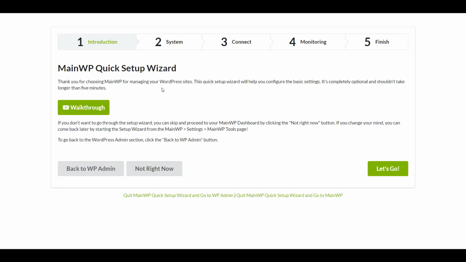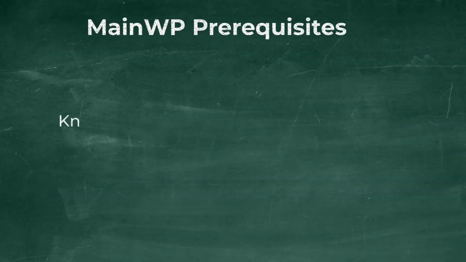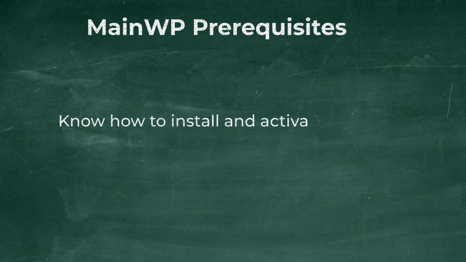The Quick Setup Wizard is what you initially see when you activate the MainWP dashboard plugin. Before we begin, I'm going to assume you know how to install and activate a plugin, so I'll skip over those parts for the sake of time.